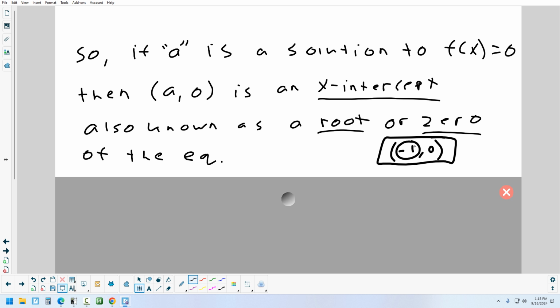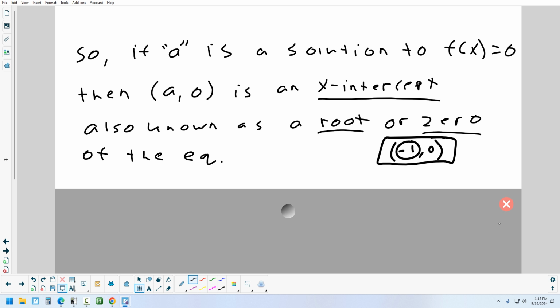I mean, they're similar. Roots and zeros are just numbers. X-intercepts are coordinates. Sometimes there's only 1 root. Sometimes there's 2. Sometimes there's 3. Sometimes there's 20. I mean, we don't normally do 1 with 20. It just depends on the problem.